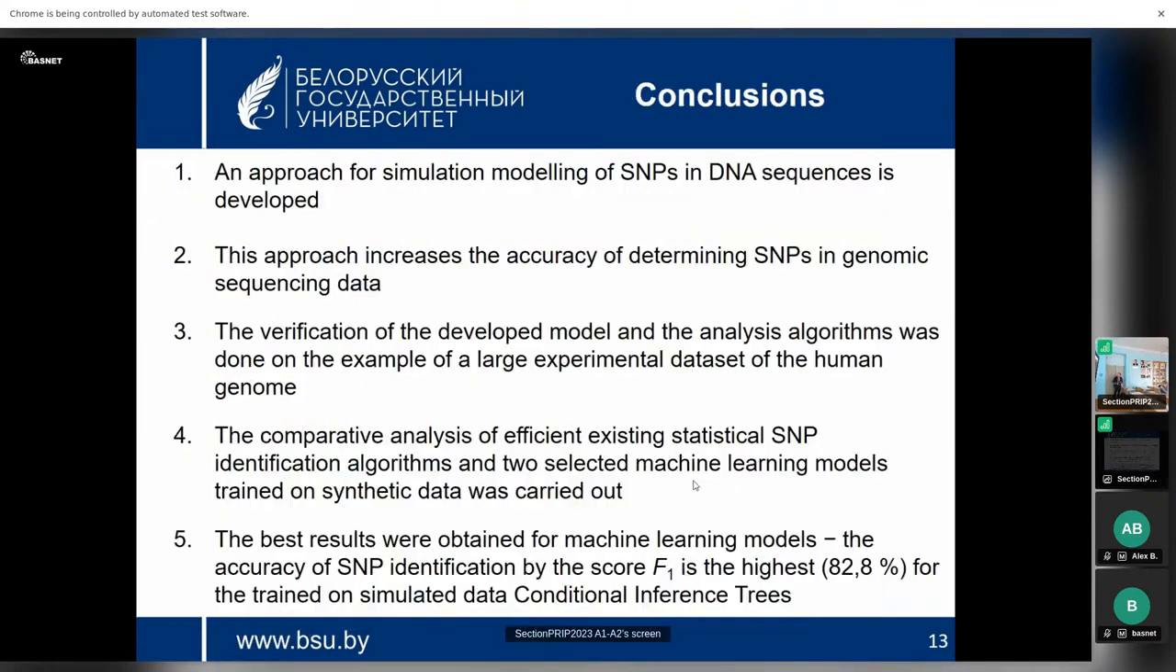So I'd like to make the conclusions. The simulation model of SNP DNA molecules is developed. This approach increases the accuracy of the determined genomic sequence data. The best results were obtained for machine learning models. The accuracy of SNP identification by the F1 score is the highest, 83%, on simulated data for the algorithm of conditional inference trees. So I'm finished, and I'm open to your questions.